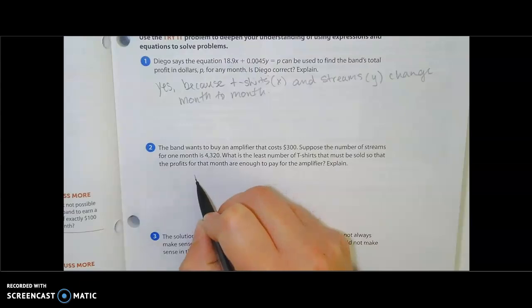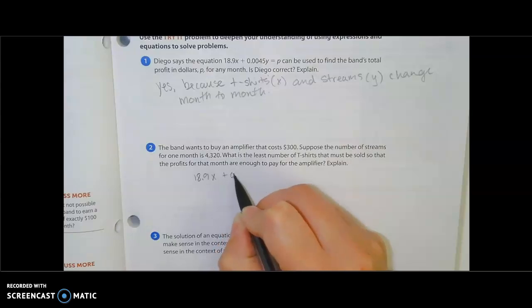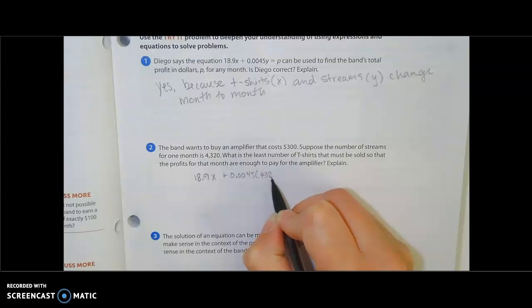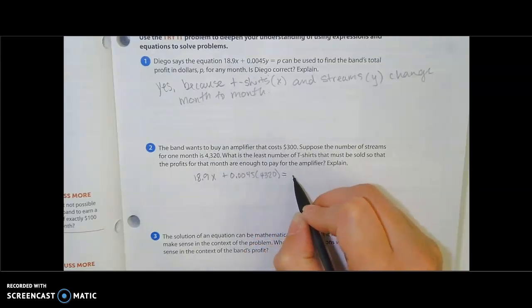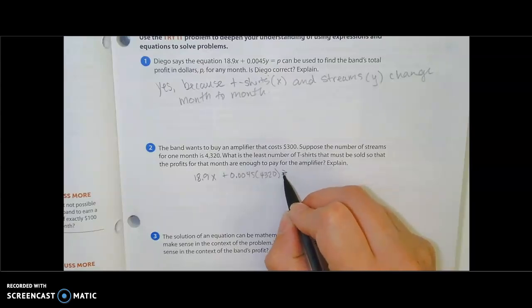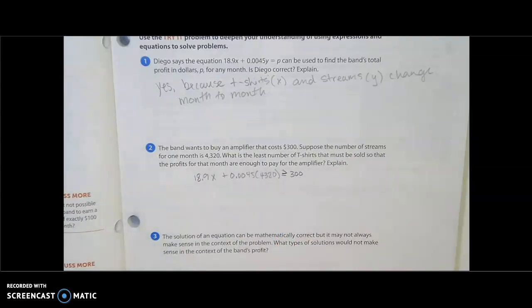And we know that it is $18.90 per t-shirt and 0.0045 times 4,320 per stream. And then I need a P that is greater than or equal to 300. So I'm actually changing it from an equation to an expression, because I need at least $300 for us to be able to get the amp.